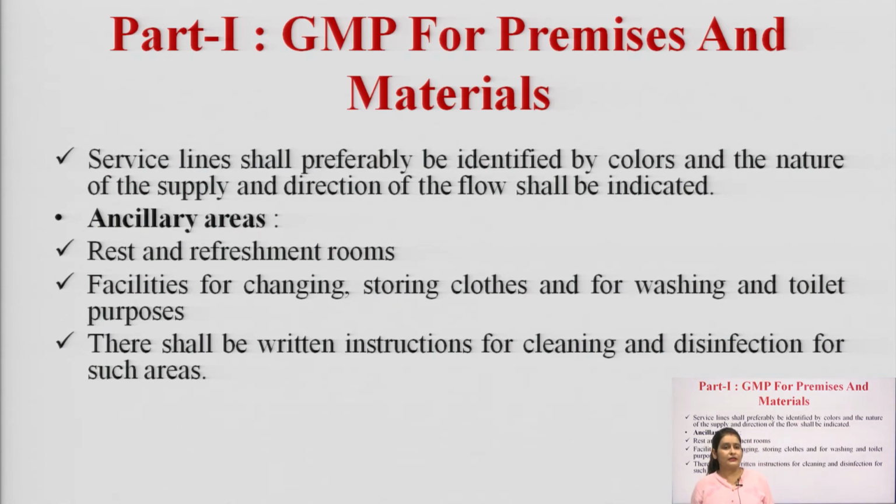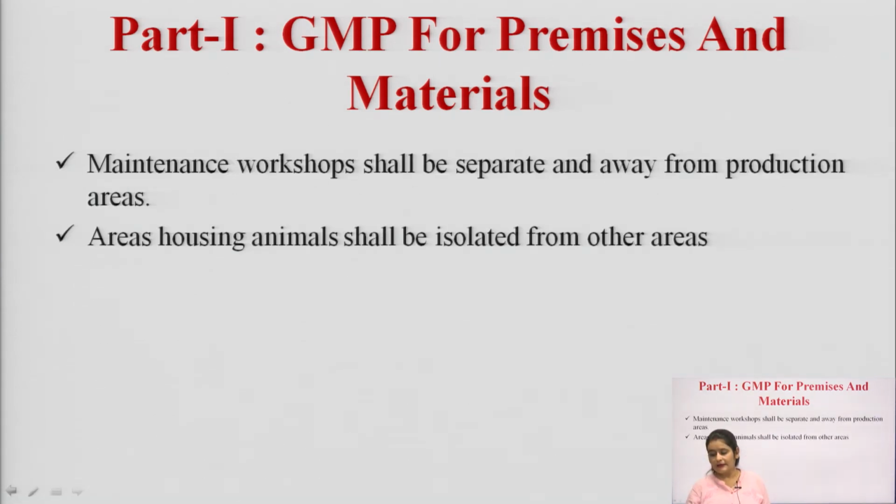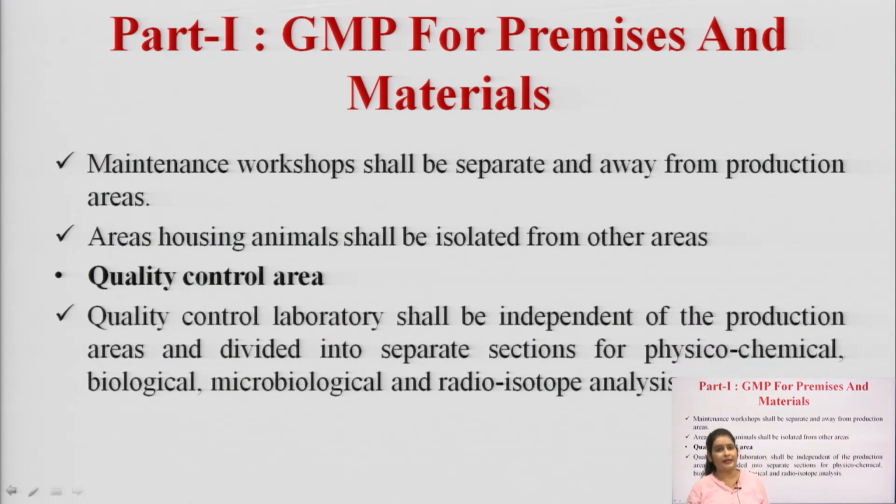Next, our requirement is ancillary areas. This area is basically for resting and refreshment of the employees who are working there, facilities for changing, storing clothes, and for washing and toilet purposes. There shall be written instructions for cleaning and disinfection for the particular area. Maintenance workshop shall be separate and away from production areas. Area housing animals shall be isolated from other areas. These are the criteria we should keep in mind while designing the production area.